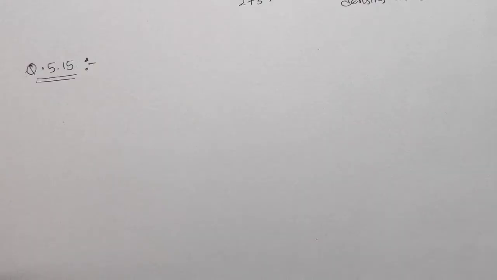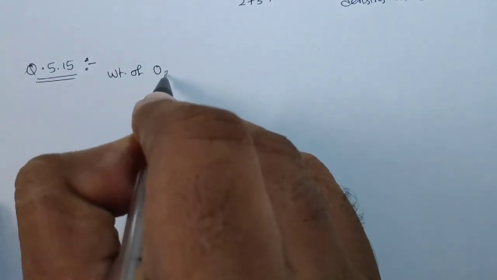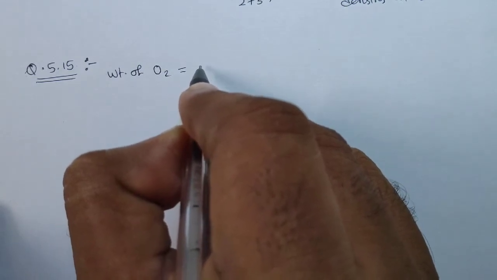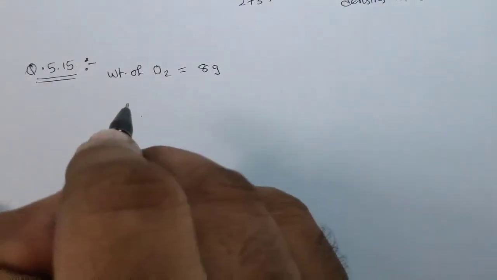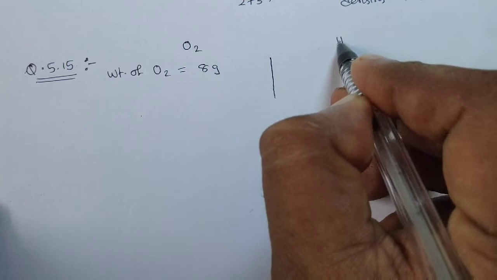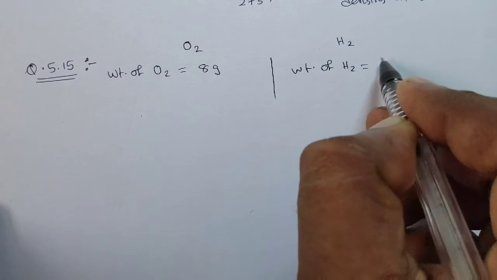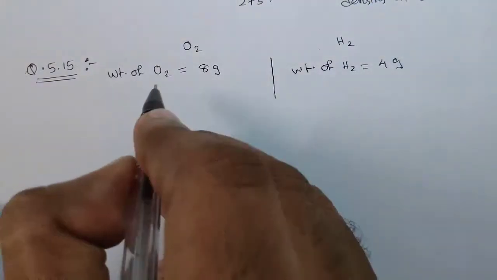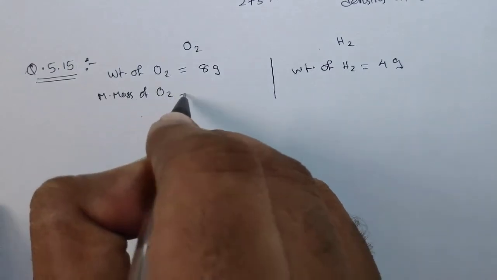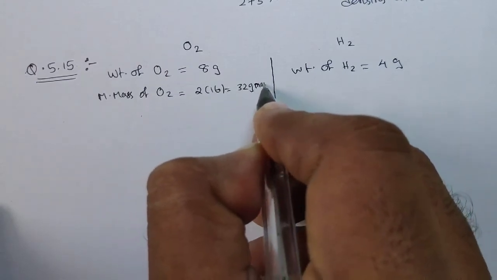Now the weight of O2 is given to you. I think it is given in your question as 8 grams, right? In the same way we will write for hydrogen. Weight of hydrogen is also given, I think 4 grams. So the weights are given. Now first we will find the molar mass. The molar mass of O2 will be equal to what? 2 into 16, which is equal to 32 gram mole inverse, right?